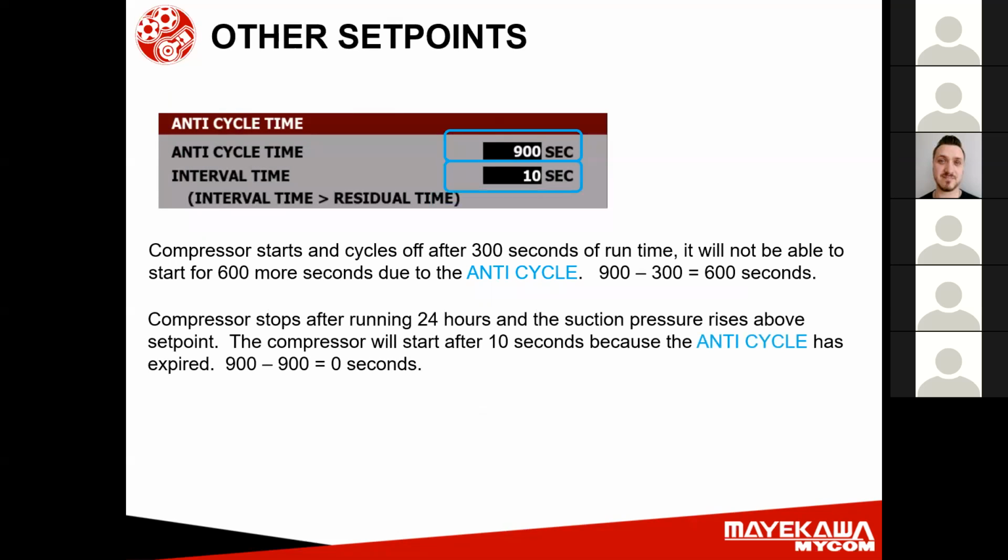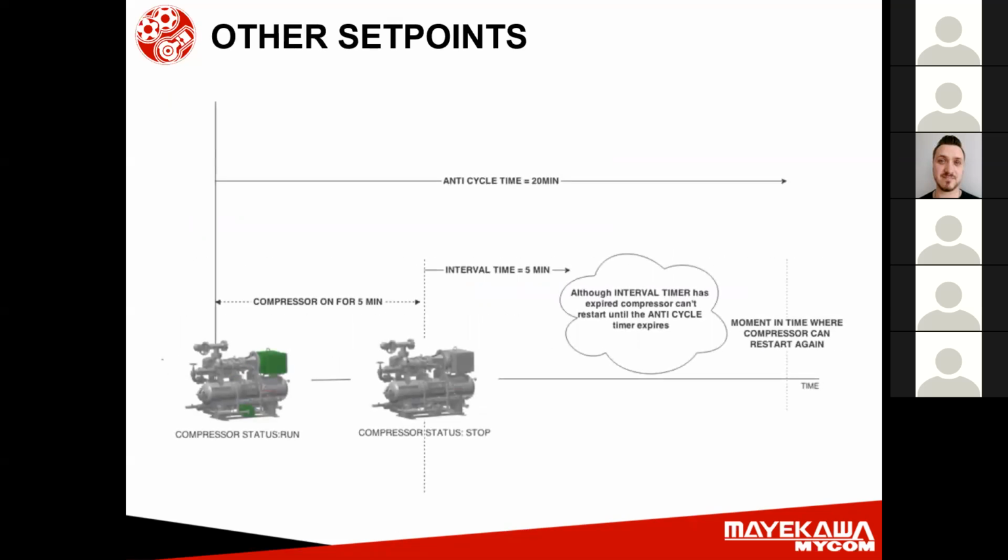On the flip side, if the package runs for 24 hours and cycles off on low suction, and after it stops, the suction pressure spikes above set point, the package can start after only 10 seconds because the AntiCycle has expired. Another example of the compressor running for 5 minutes and stops. The interval time triggers when the compressor stops. The compressor cannot restart until the AntiCycle time is complete.